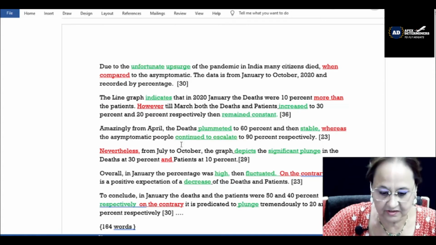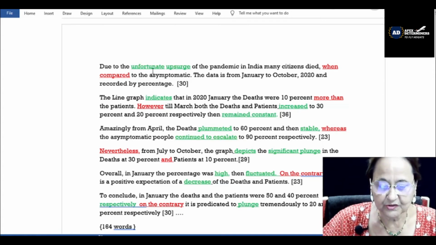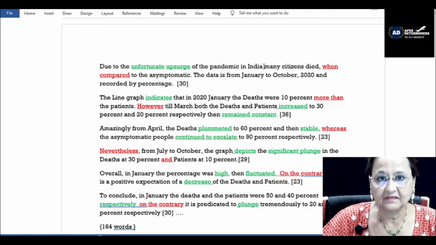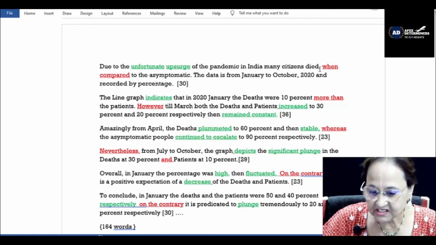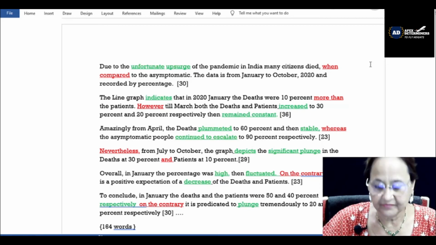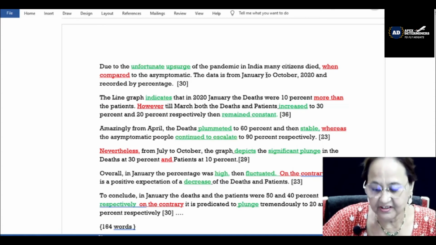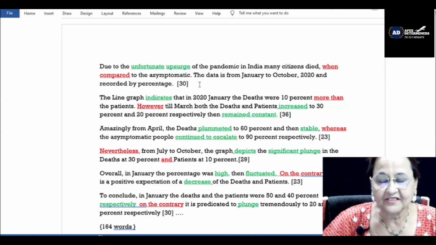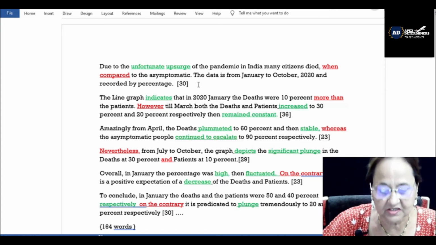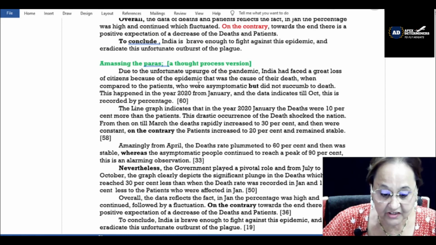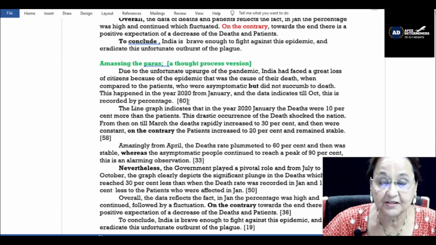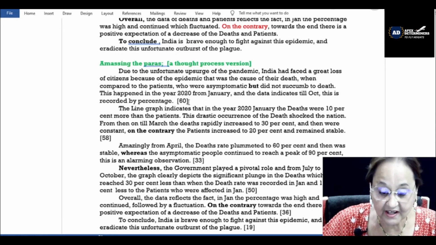No doubt about it. Now, due to the unfortunate upsurge of the pandemic in India, many citizens died, comma, when compared to the asymptomatic. The data is from January to October 2020 and recorded by percentage. Now, this is a count of only 30 words. But what is the elaborate version? 60 words.